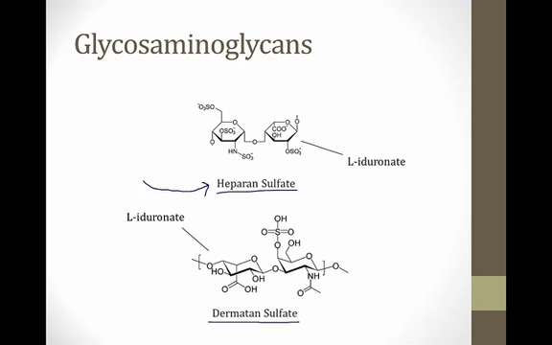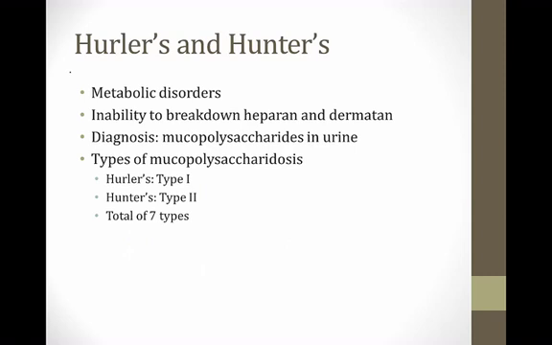They both are made up of repeating disaccharide units, and you don't need to know the names of both disaccharides, but you should know that each of these two structures contains iduronate as one of their disaccharide molecules, and as we will see, iduronate is something that accumulates in two important lysosomal storage diseases. The two lysosomal storage disorders that involve glycosaminoglycans that we're going to discuss are Hurler's syndrome and Hunter's syndrome, and both of these disorders occur due to inability to break down heparan and dermatan sulfate.